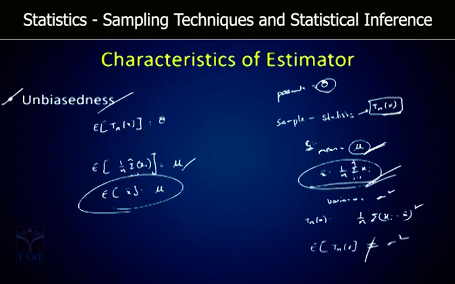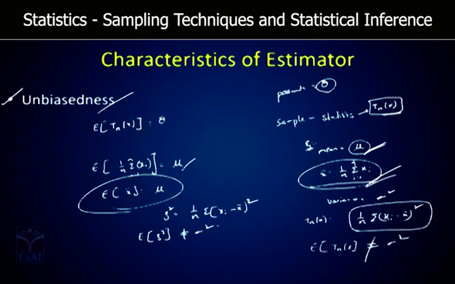So don't worry about the derivations, just remember this statement. Expectation of the sample variance is not an unbiased estimator for the population variance. Now let us consider small s square, which is 1/n into summation xi minus x bar whole square. Expectation of small s square is not equal to sigma square, but there is one more function we will take.